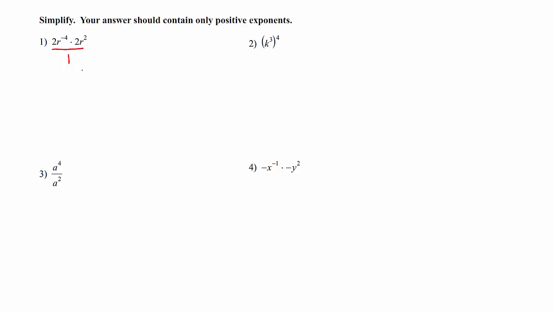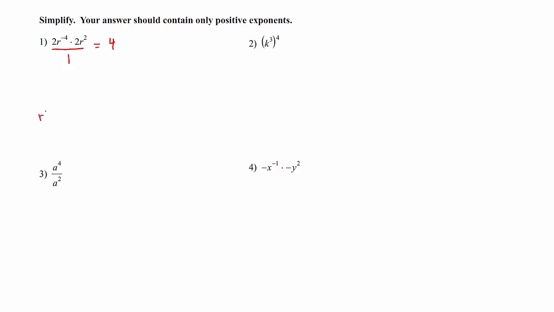The way we would work out number 1 is we take the normal numbers 2 and 2, and they're being multiplied together because of this multiplication sign in the middle. So we do 2 times 2, which is 4. And then we say, what is r to the negative fourth and r squared if I put them together? And the way this works is because they're being multiplied together, we add their exponents.